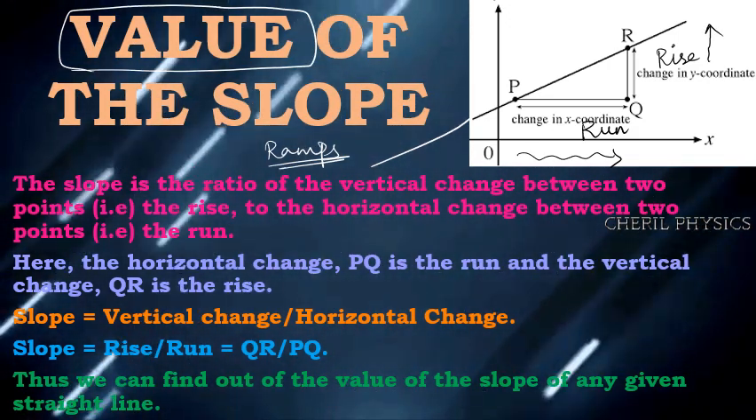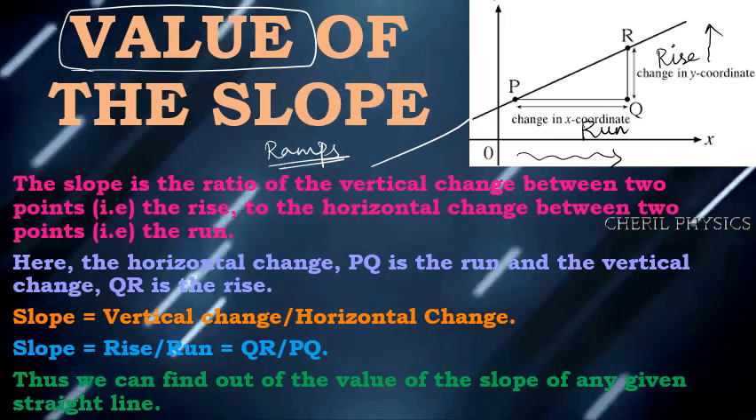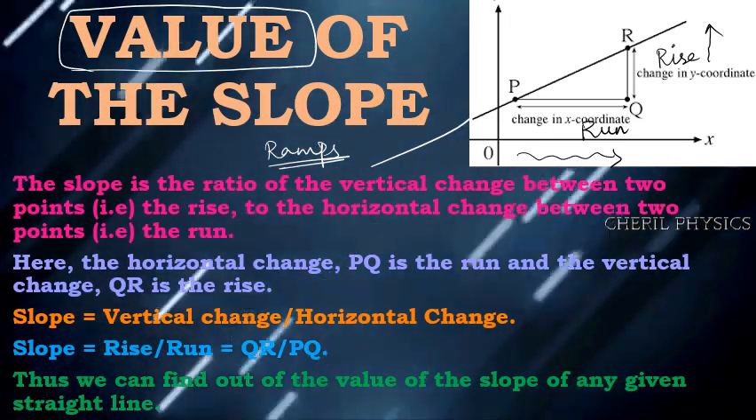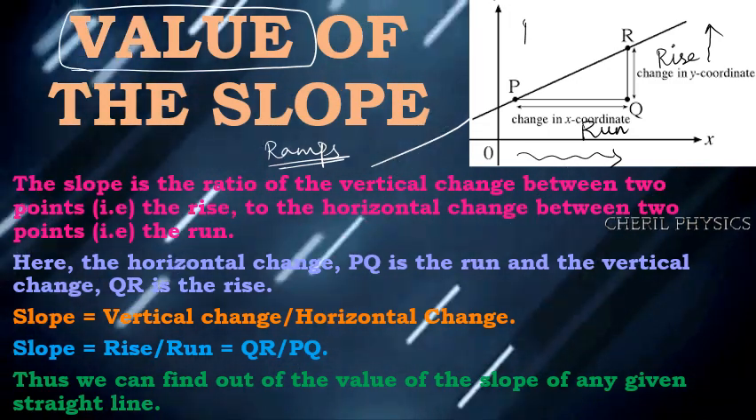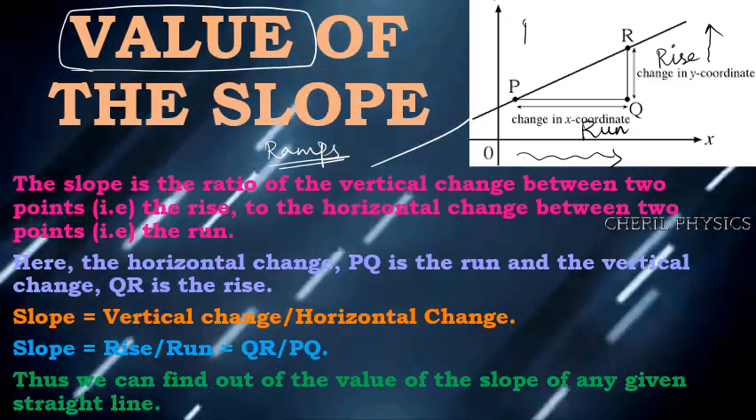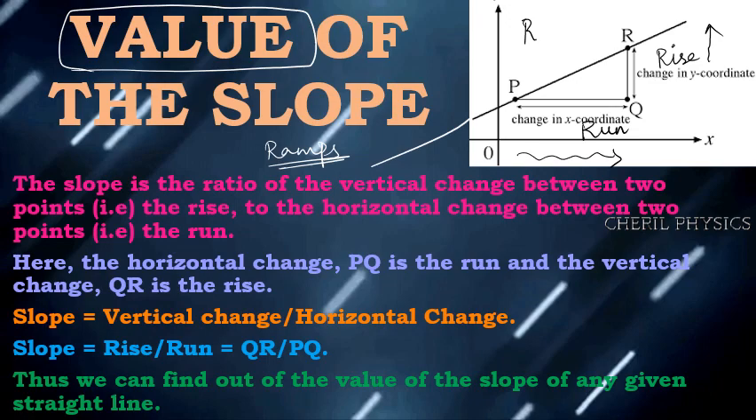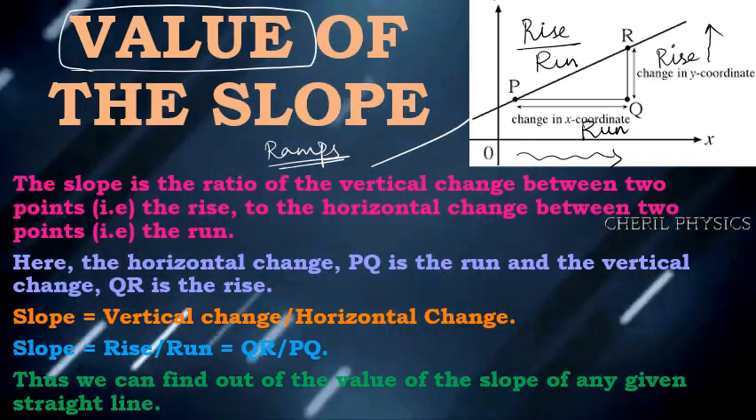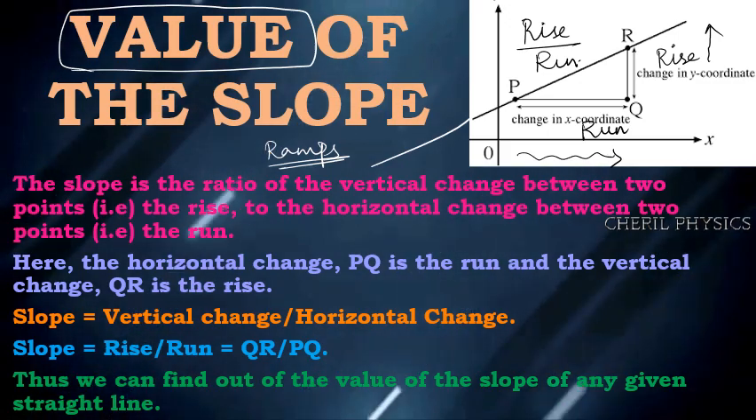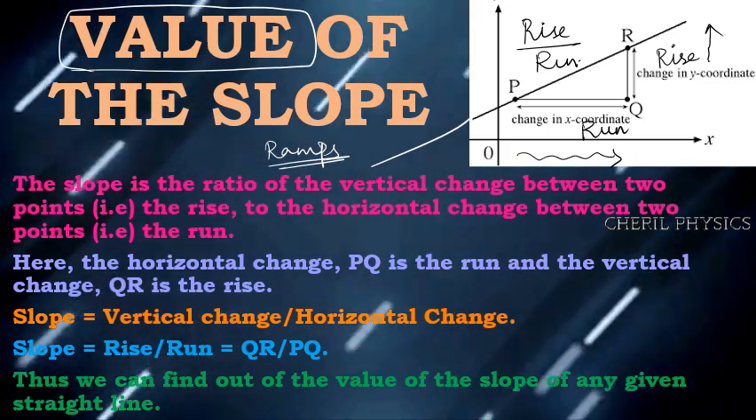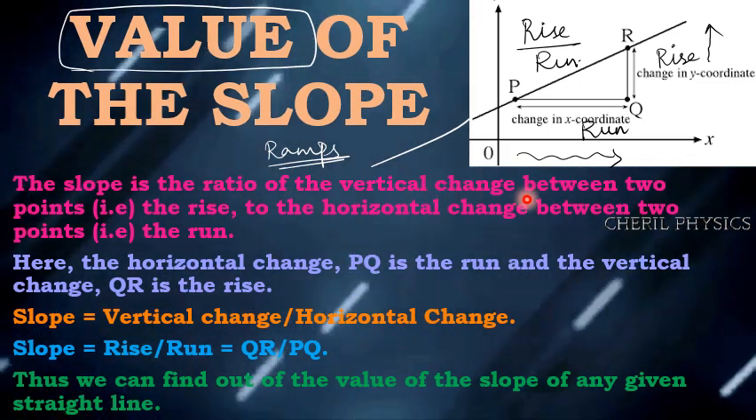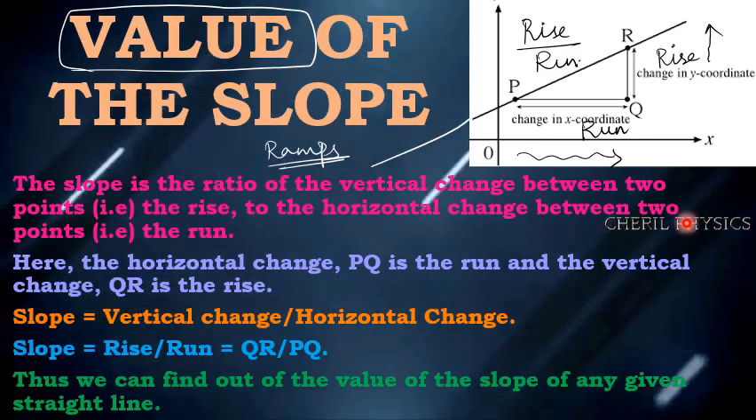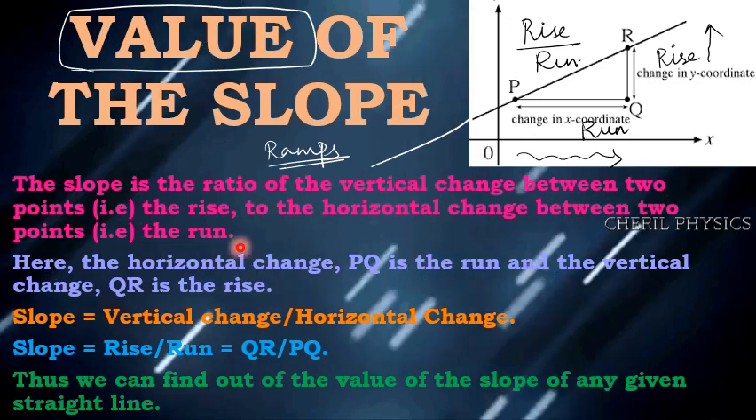So rise means something increasing vertically. This is your formula for the slope: the change in y coordinate over the change in x coordinate, or rise divided by run. Slope is the ratio of the vertical change between 2 points, the rise, to the horizontal change between 2 points, that is the run.